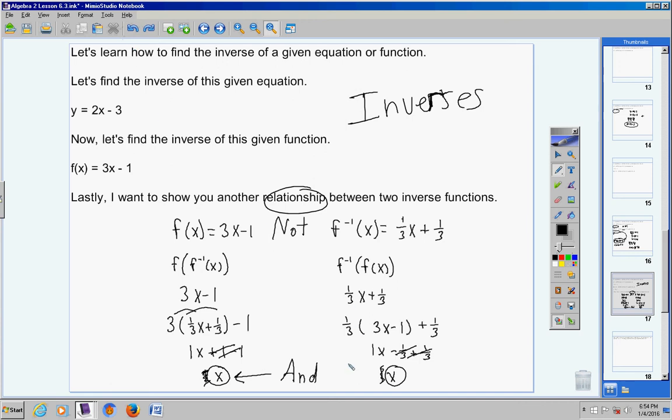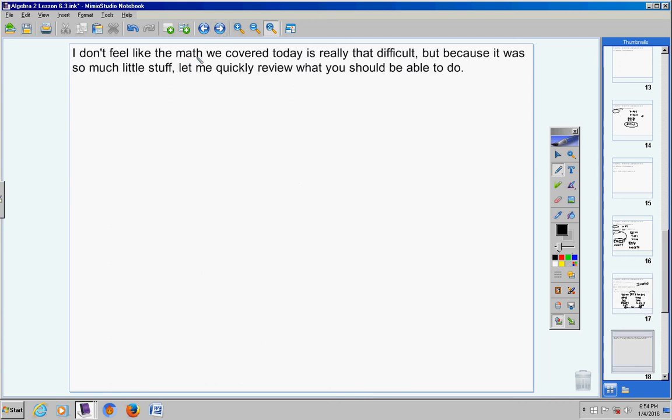So I'm showing you this because it's a neat way to test whether two functions are truly inverses of each other. Okay? Do you understand? You can take the composition going both ways, and after you're all done simplifying, you will get out an x and an x, unless you made a mistake somewhere. That's the other relationship I wanted to show you. Now, I don't feel like the math we covered is really that difficult. It's just a lot of little stuff. So I want to quickly review what I expect you to be able to do.